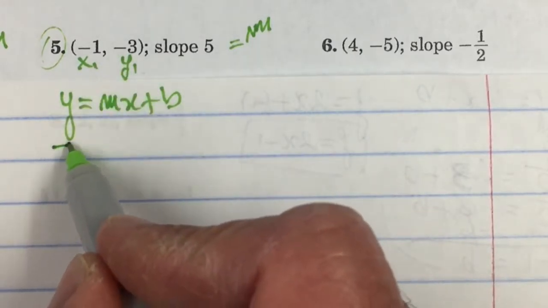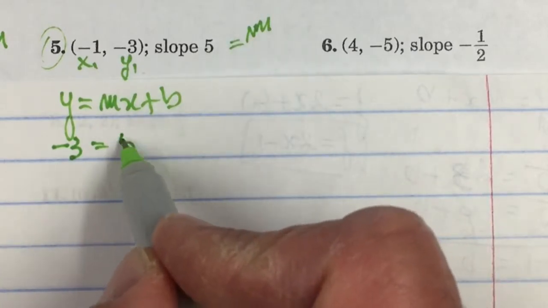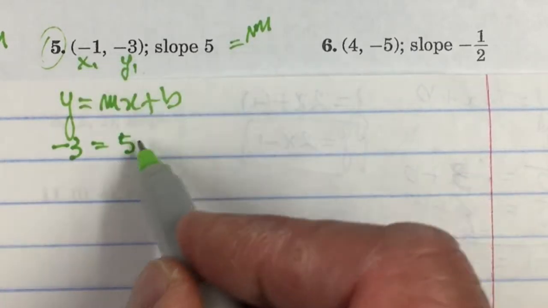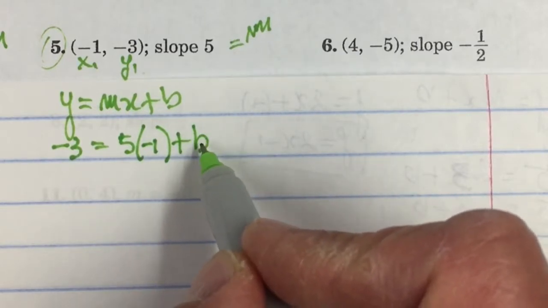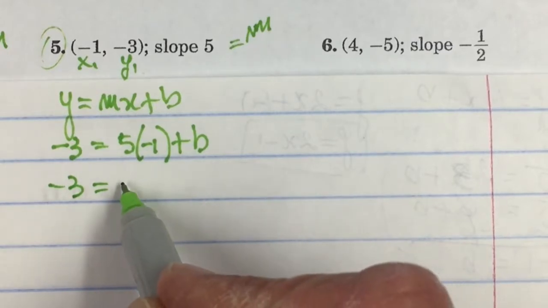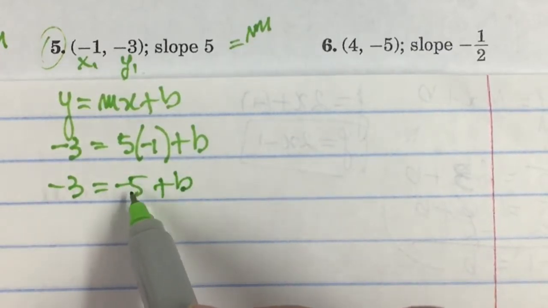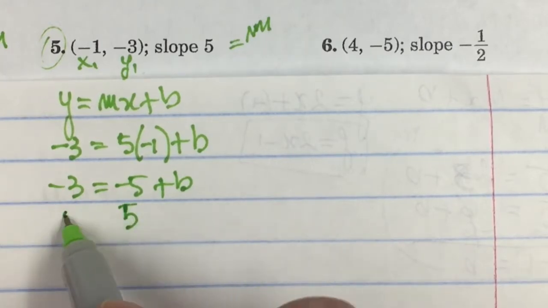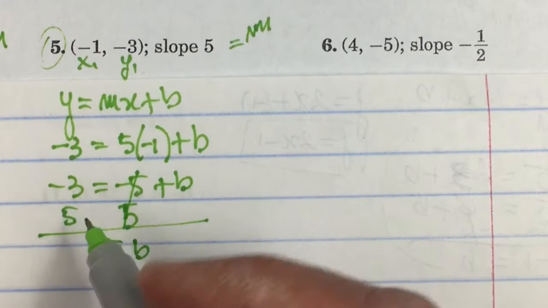So I'm going to replace y and x by these two numbers. Y is going to be negative 3 equals m, how much is it? 5. X, how much is it? Negative 1 plus b. Then I'm going to find b. But before I have to do the numbers here. Negative 3 equals 5 times negative 1 is negative 5 plus b. In order to get removed the 5, I'm going to add 5 both sides. So this goes away, and b equals 5 minus 3 is 2.